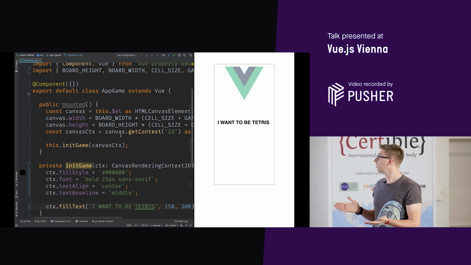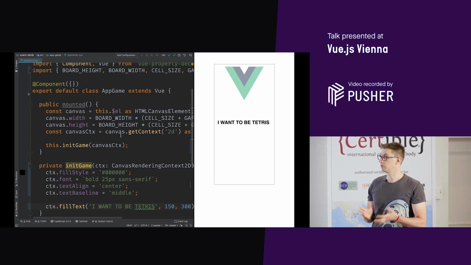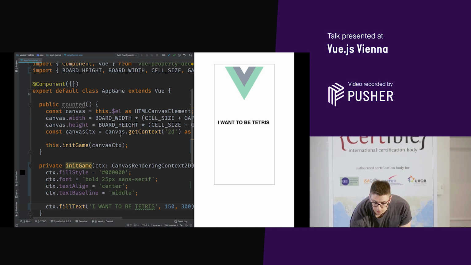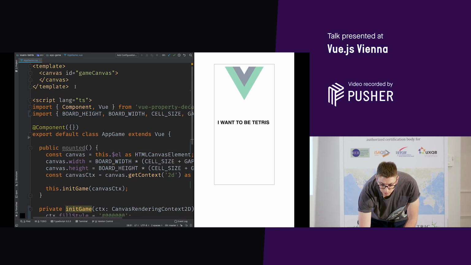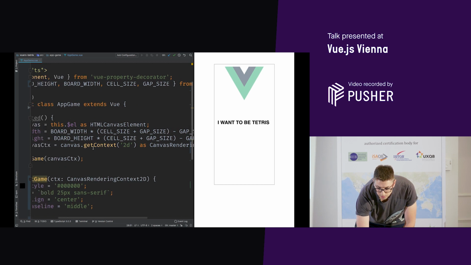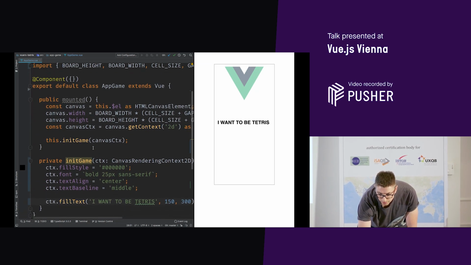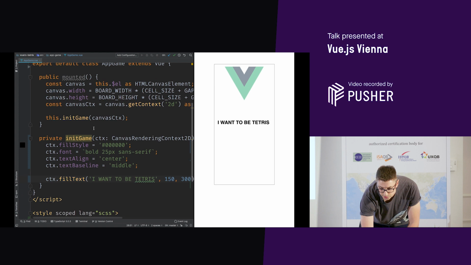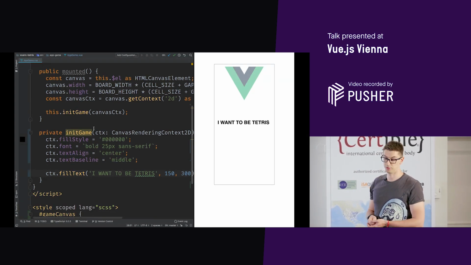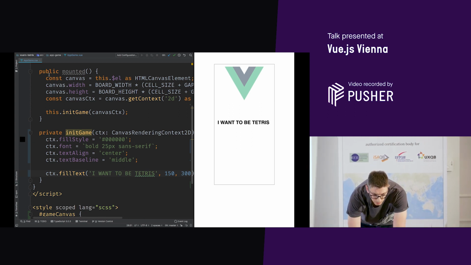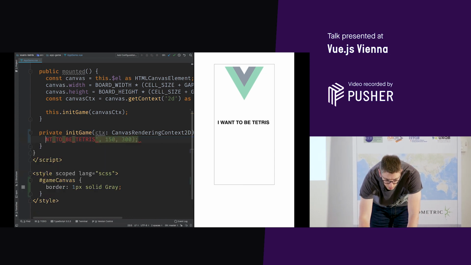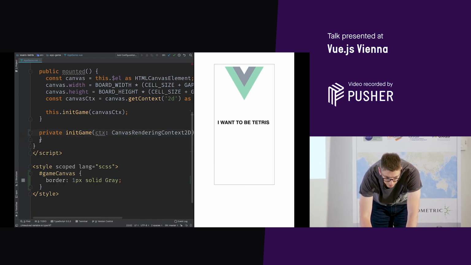So we have our mounted method, or mounted lifecycle hook, where you can see I just have a reference to this main element, which is actually a canvas. I'm setting some width, some size, and then I'm passing the context of this canvas to the init game method, where I'm just printing out the text I want, Tetris. Now, we will remove this, and instead we're gonna put some code here.